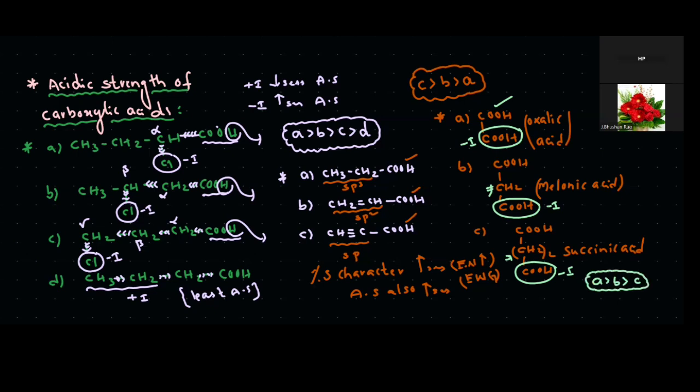Okay. Next, another example we will discuss. Next example is, A in this: HOOC-CH2-CH2-COOH. So again it is succinic acid. Now I'm writing the name also. Succinic acid. This one.